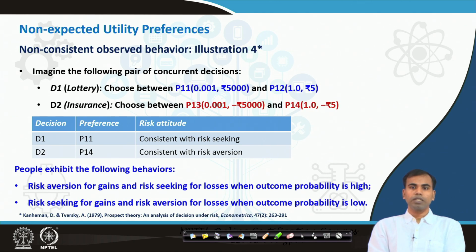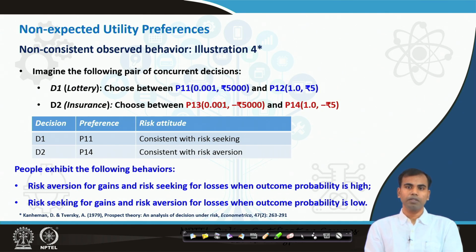Basically, this comes to an interesting observation which suggests that people exhibit risk averse behavior for gains and risk seeking behavior for losses when it comes to a high probability event, and their behavior changes to risk seeking for gains and risk averse for losses when the outcome probability is low. This basically implies that in case of a high probability event, we are risk averse for gains and risk seeker for losses, and in case of a low probability event, we become risk seeker for gains and risk averse for losses.